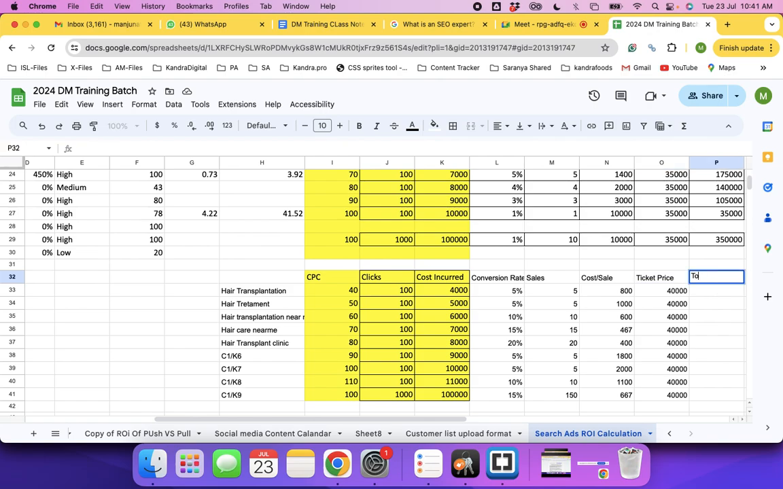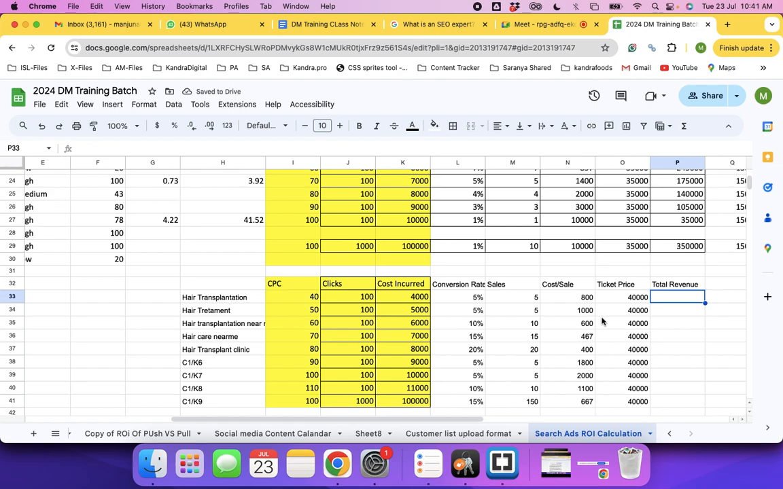Now in this case, the total revenue is total revenue. So for one person, the doctor does hair transplantation and charges 40,000 rupees. So now if they are charging it for 5 people, how much is it going to be? 40,000 into 5. Okay, so it is 2 lakhs. So now the revenue made is 2 lakhs from this keyword.